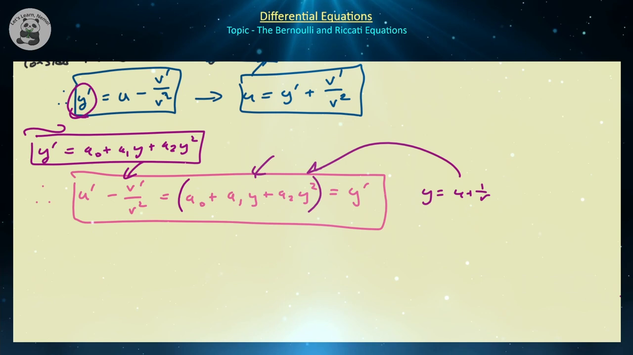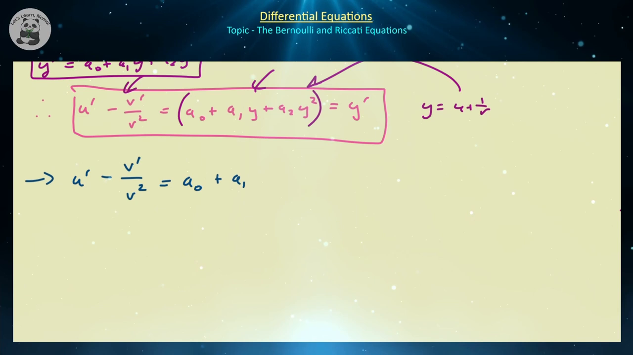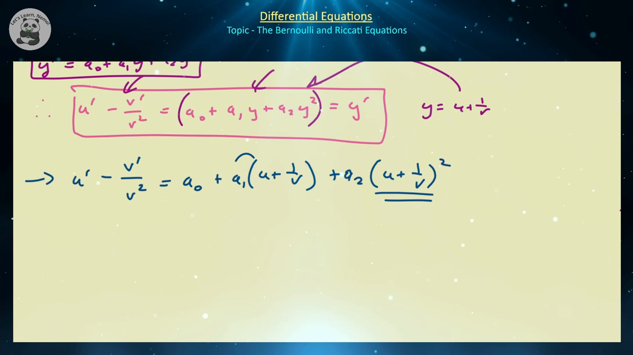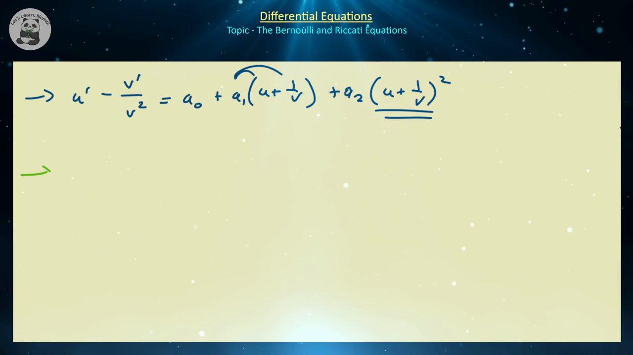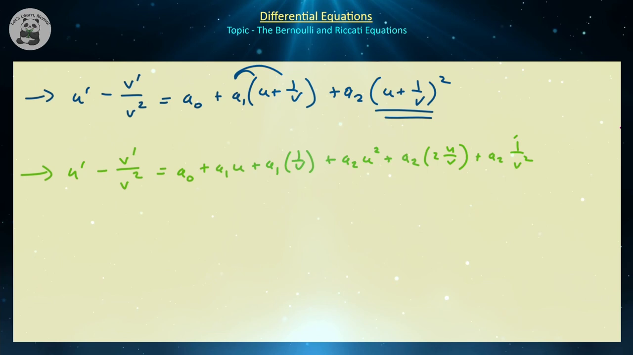So once we have that, we're going to have u prime minus v prime over v squared equal to a0 plus a1y plus a2y squared. Okay, so we're just going to expand and distribute accordingly, and then we're going to get some nice things that cancel, hopefully. So u prime minus v prime over v squared will be equal to a0 plus a1u plus a1 times 1 over v, and then we're going to have a2u squared plus a2 times 2u over v plus a2 1 over v squared, right?